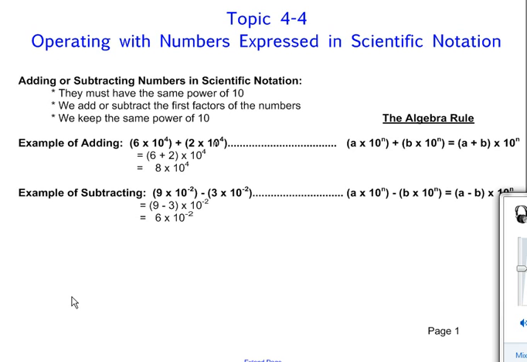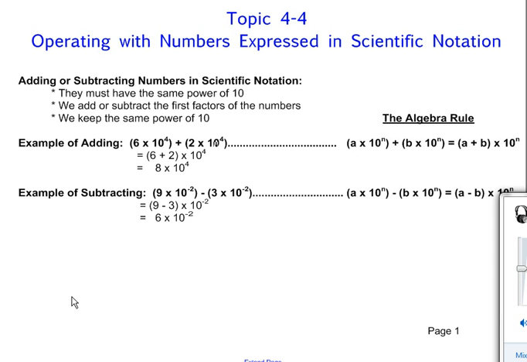On your sheet, there is an example of an adding problem and an example of a subtracting problem. Please follow along with the screen. The adding: 6 times 10 to the fourth plus 2 times 10 to the fourth. Same power of 10.